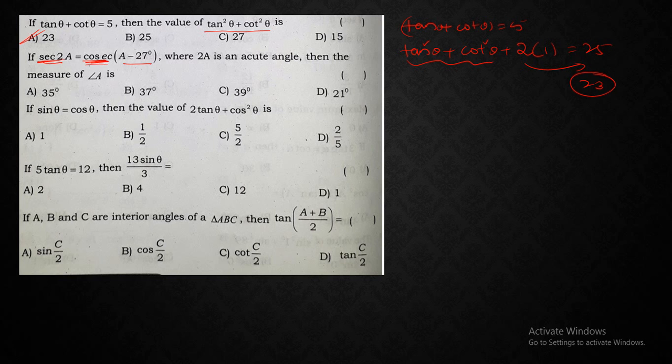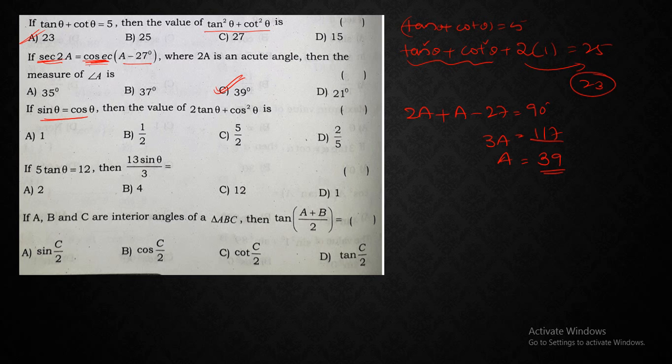Next, secant 2A is equal to cosecant of A minus 27. Secant and cosecant are complementary angles, no? Then directly I can say the sum of those angles is equal to 90 degrees. So 2A plus A minus 27 is equal to 90 degrees. So from this it becomes 117 is equal to 3 times A. So 7 plus 2, 9, so it is exactly divisible by 3. 3 3s are 9, 3 9s are 27. So A is equal to 39 degrees.